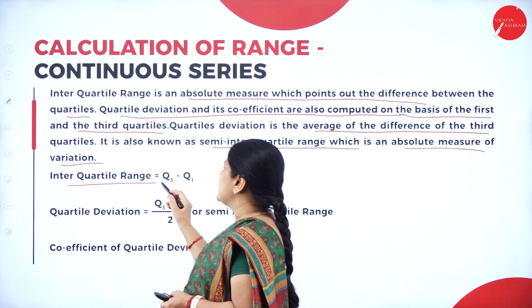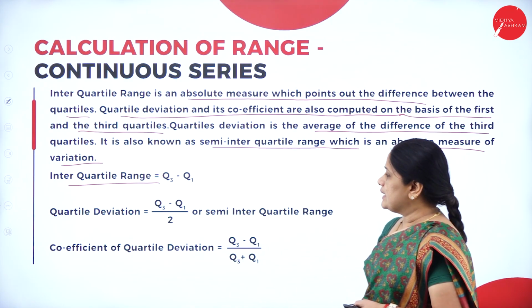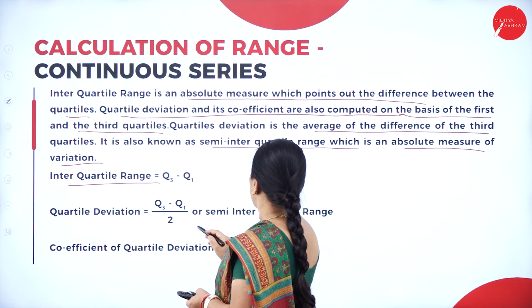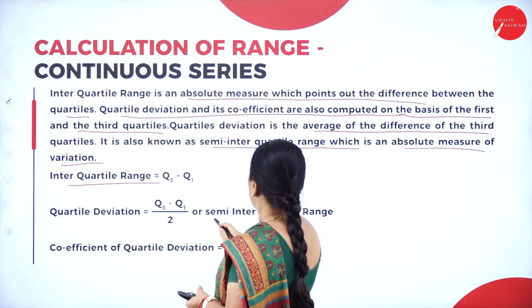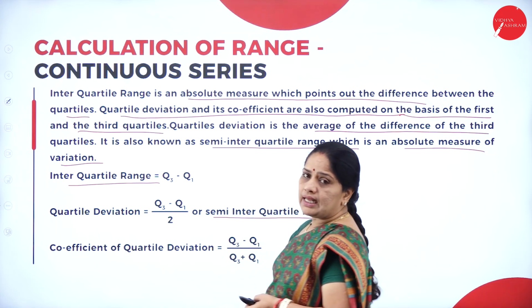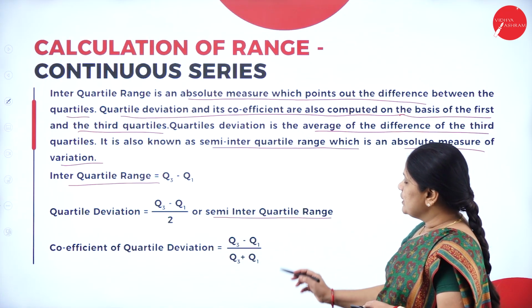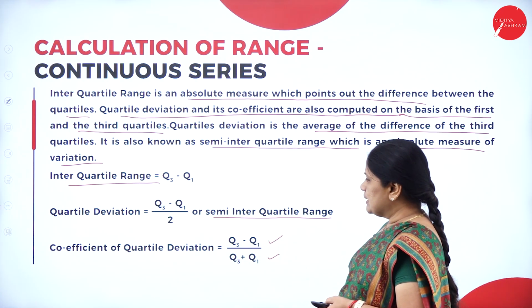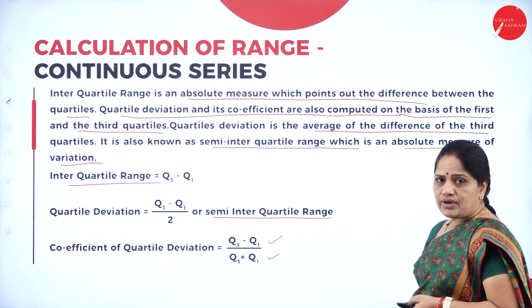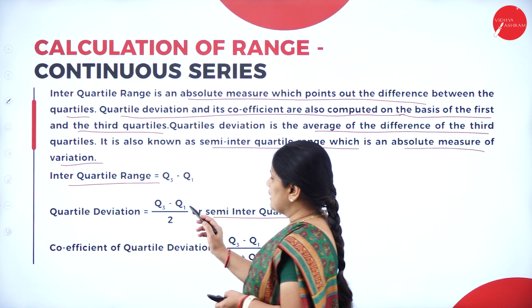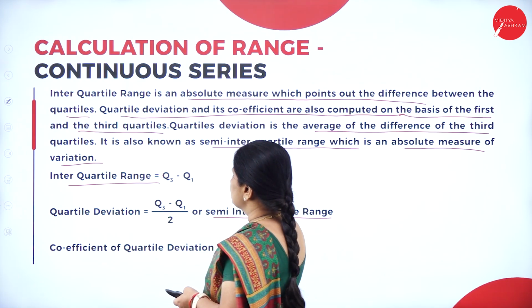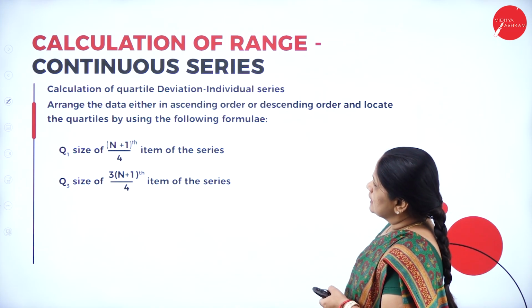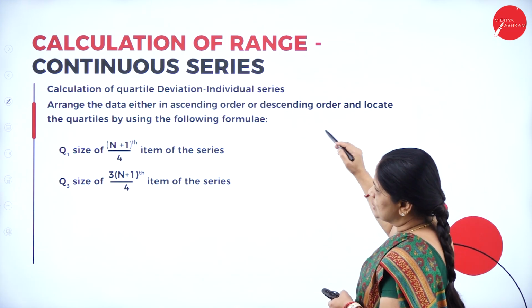So, the interquartile range equals Q3 minus Q1 and the quartile deviation is Q3 minus Q1 divided by 2, or we also call it the semi-interquartile range, and then the coefficient of quartile deviation is Q3 minus Q1 by Q3 plus Q1. So, if we have to find the quartile deviation, the formula is Q3 minus Q1 divided by 2. Now, we have the calculation of quartile deviation for an individual series.